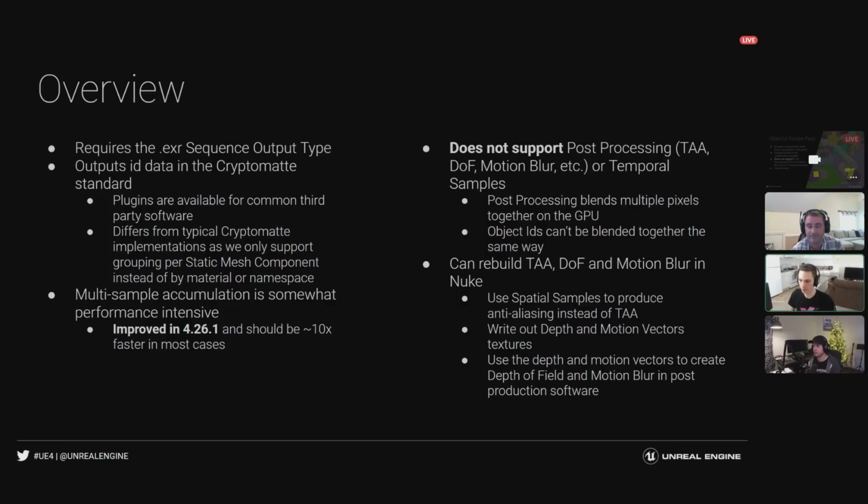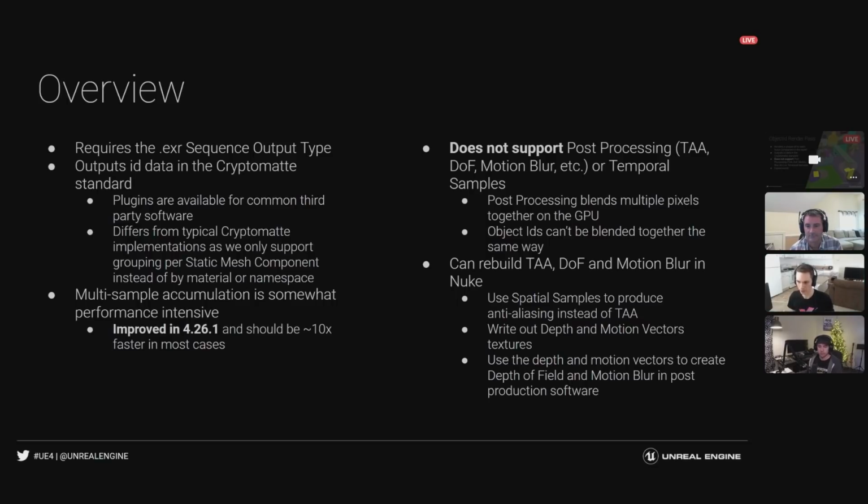Okay. So one thing, if you're used to using Cryptomatte in other engines or other software: as we mentioned, there's no post-processing support, so that's going to be kind of different. We only support grouping per component. It's a static mesh component, but it really means every component. So that means you can't get a per material or a per namespace ID as you may be able to in other software. Instead, you'll get something like static mesh 0, which is your TV, wall 1, which is your wall, things like that.